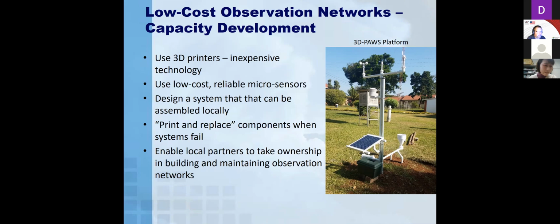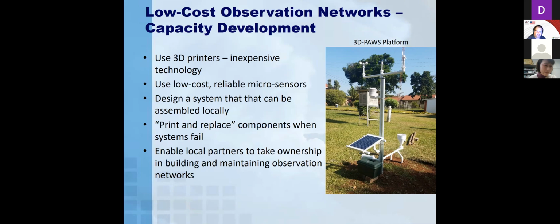One of the key designs of our project is to design a system that actually can be printed, assembled, and fabricated, and then deployed locally in country. So building that capacity within the country itself.